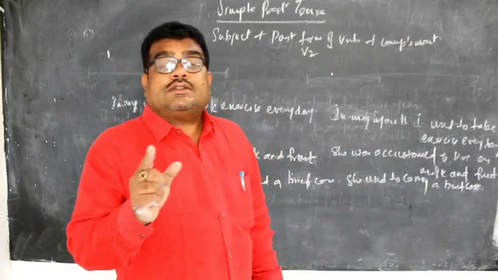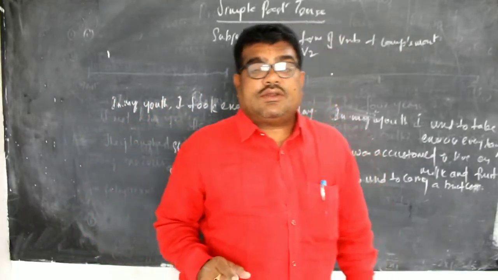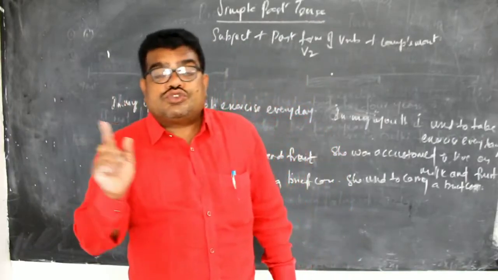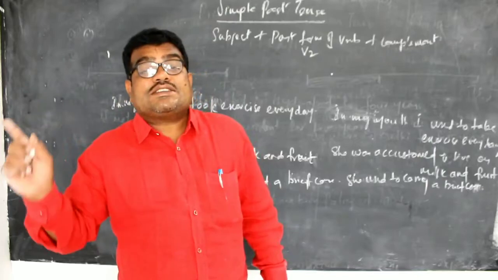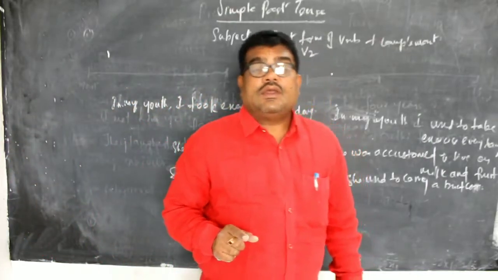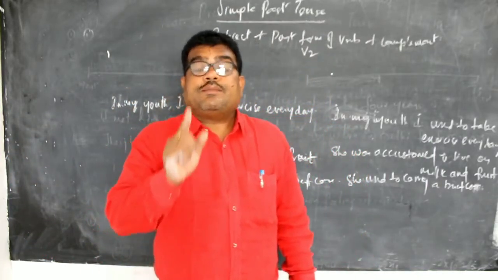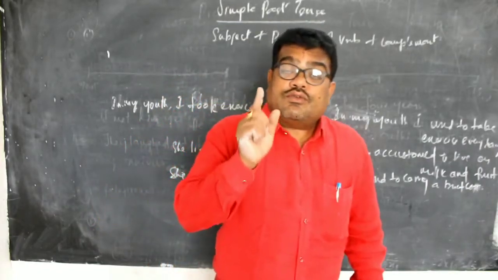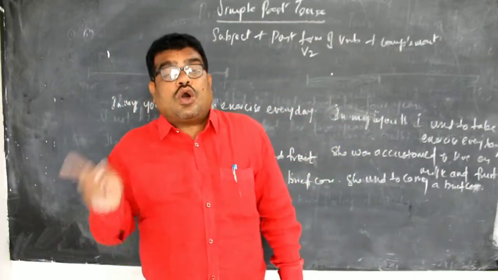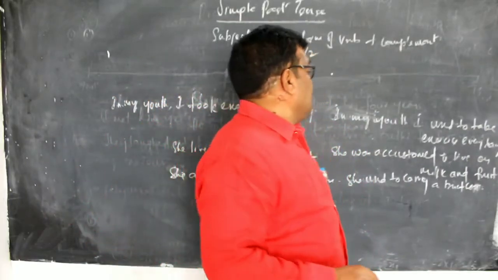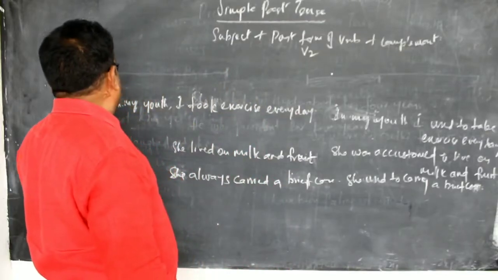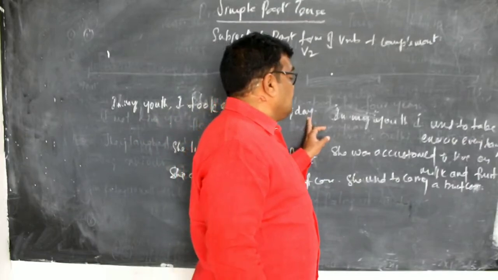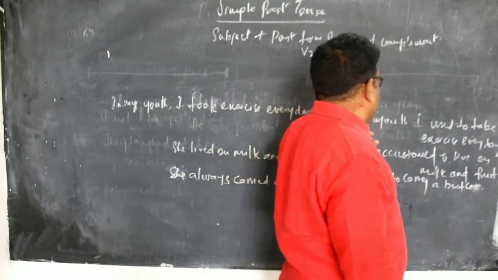Instead of using the past tense for a habitual action, we may employ verbs like used to or was accustomed to. I repeat once again. Instead of using the past tense for a habitual action, we can employ verbs like used to or was accustomed to. For example, I told you the example. In my youth, I took exercise every day. This can be written like this also.